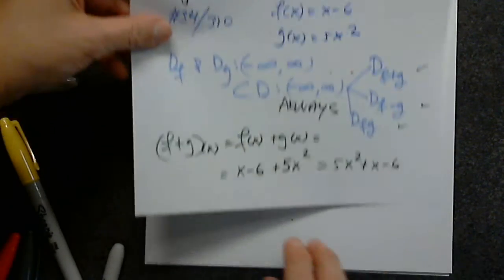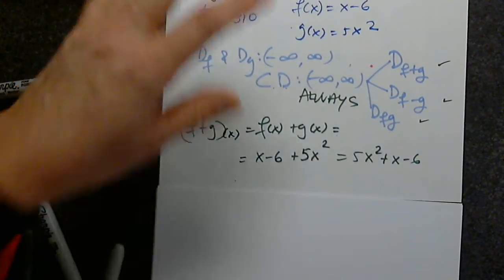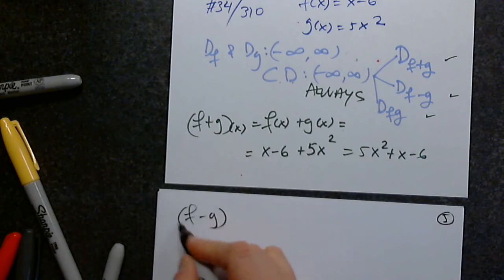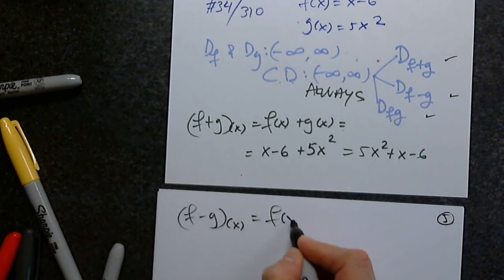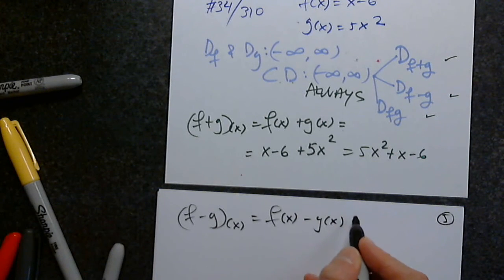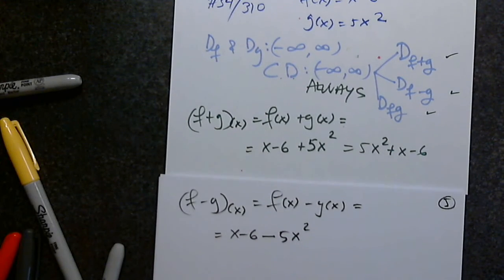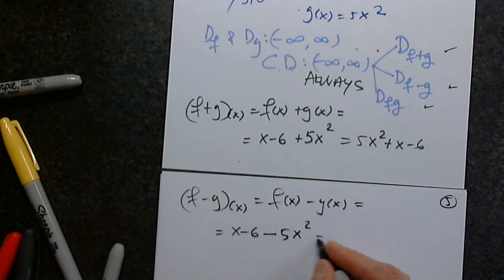The next step will be what? What is the next function? Very good. F minus g of x. Please write the definition, which is f of x minus g of x. Please write x minus 6, but minus 5x squared. Yes, we have to rearrange it.